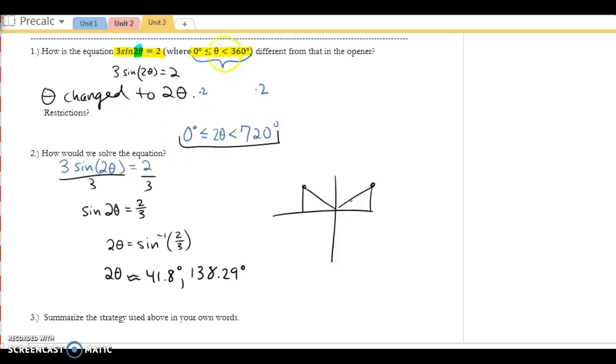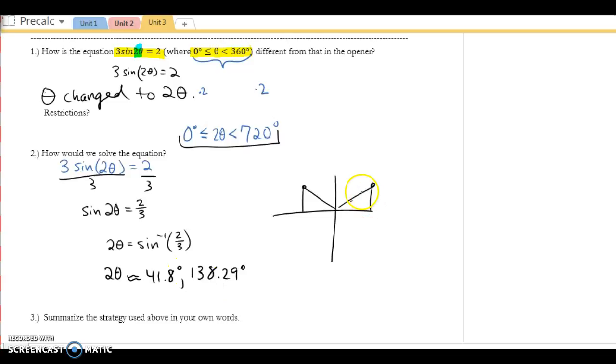We got our restrictions by multiplying the original restrictions by 2, because if theta can be up to 360, then 2 theta can be up to 720. We are allowed to find angles all the way up to 720. But I don't think we're there yet.